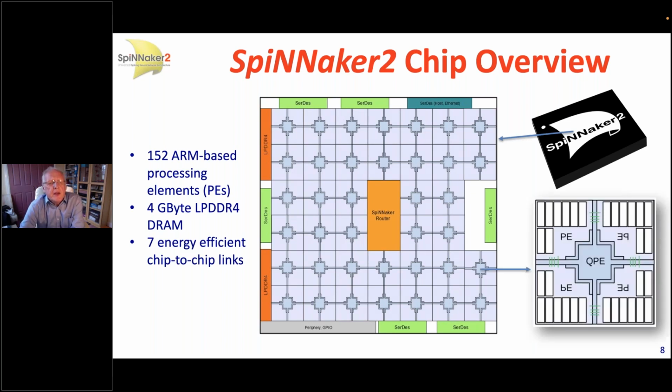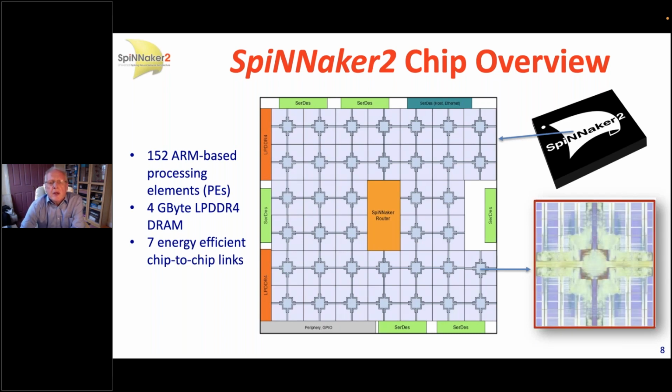This chip has been in development for several years. It's based on a unit we call a quad processing element, and you can see that QPE is tiled across the chip. The QPE has been fully laid out and fabricated on prototype chips and tested. And in fact, now the final SpiNNaker 2 chip has just recently come back from fab and been evaluated in the lab and is pretty much ready to go.